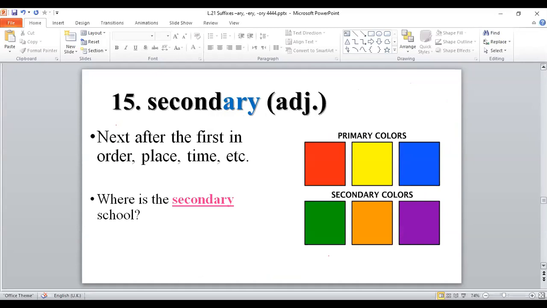And the next word is secondary. It comes from the word second, then ary. So secondary, it means what? It means it comes in the second place or after the first.